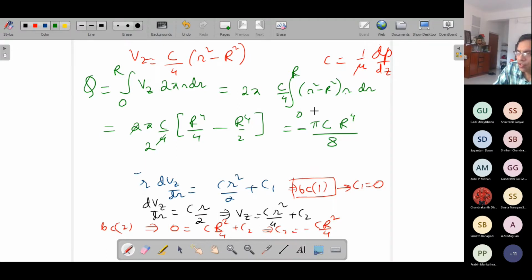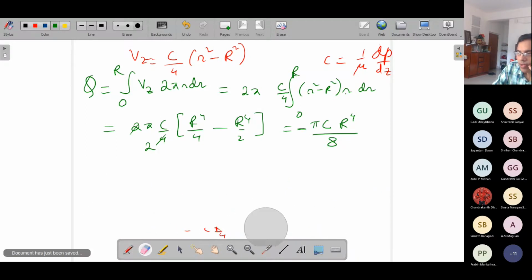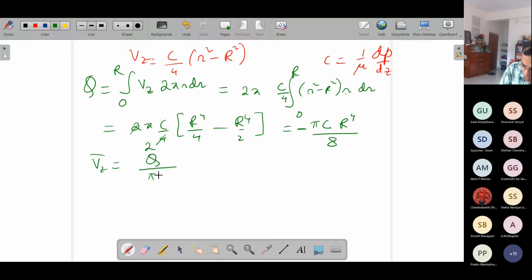The minus sign should not be distracting because C is the pressure gradient, or piezometric pressure gradient, which is itself negative to drive the flow from higher head to lower head. We have discussed it earlier. Now, the average velocity, Vz average, is simply Q by pi r square.